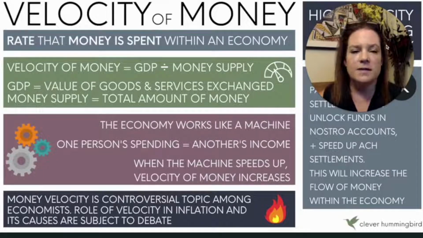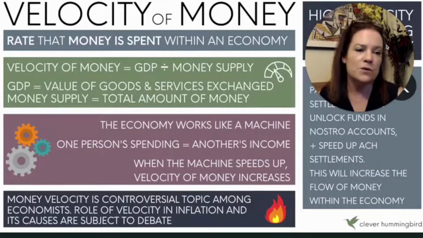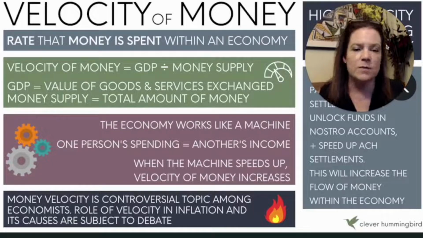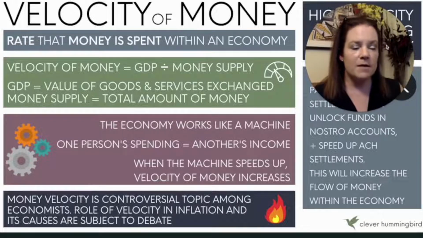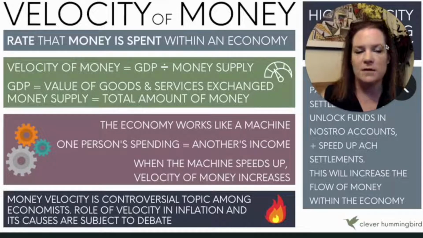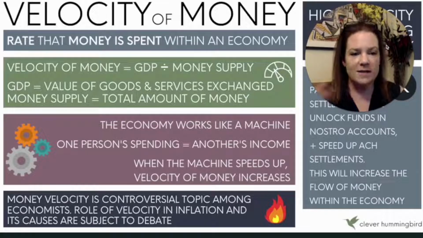So the way it's calculated is you take the total amount of money that a country earns, the GDP, the gross domestic product, and you divide it by the amount of money that exists, and it shows you how quickly the same dollars are being exchanged from one person to the next. And so the faster this rate, the higher the velocity in the economy.